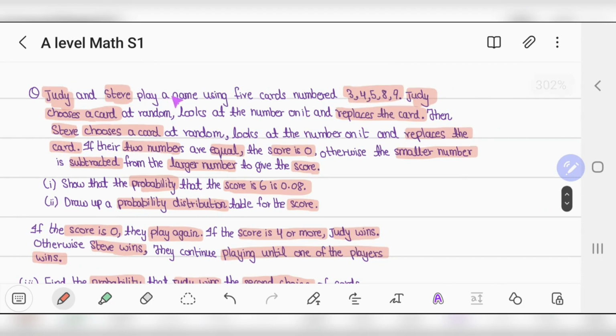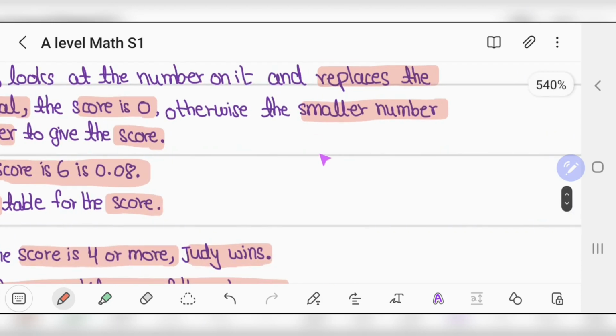Judy and Steve play a game using 5 cards numbered 3, 4, 5, 8, 9. Judy chooses a card at random, looks at the number on it and replaces the card. Then Steve chooses a card at random, looks at the number and replaces the card. If their two numbers are equal, the score is 0. Otherwise, the smaller number is subtracted from the larger number to give the score. So they are playing with the cards 3, 4, 5, 8, 9, and we are going to make a table.